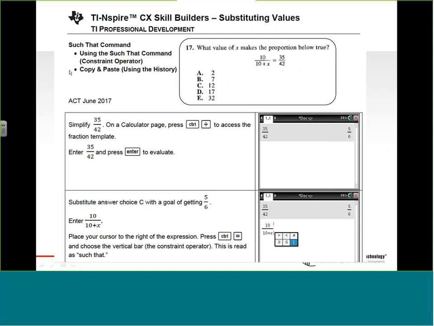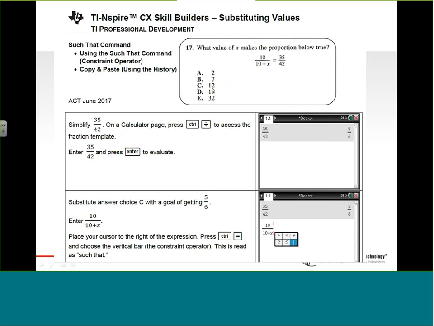This is a TI-Nspire skill builder called substituting values. And in the workshop, we learned you can use your calculator about 5 or 6 different ways to substitute values into a problem. I know that you can solve a problem like this one, what value of x makes the proportion below true, like an equation, by cross multiplying or solving it different ways. But a lot of my best students have got in the habit, they prefer, and they think it's faster, to substitute answer choices in, like someone was saying earlier in the chat window.